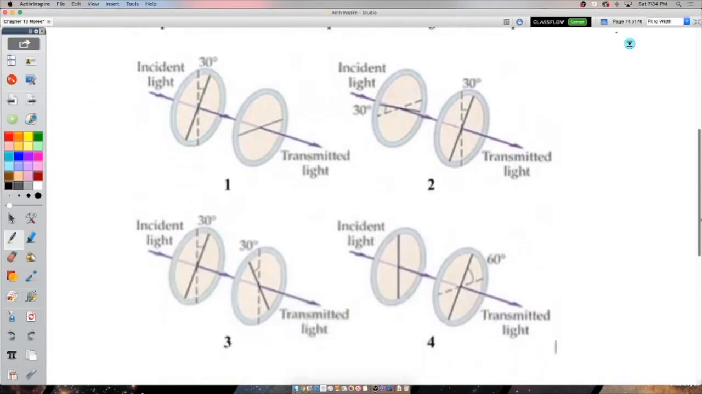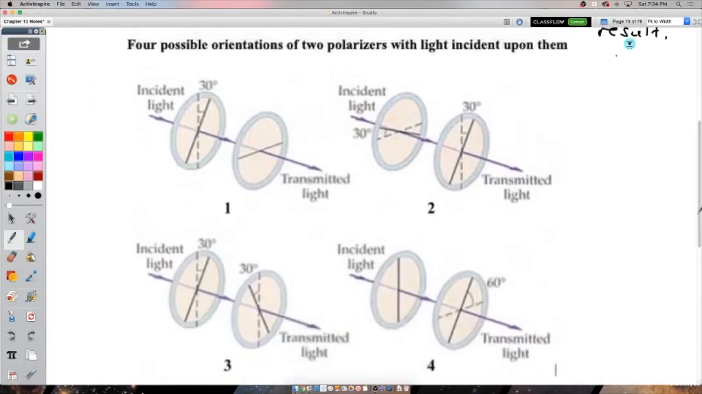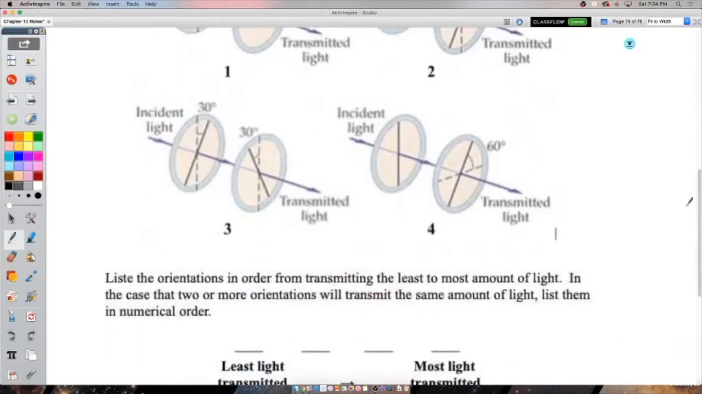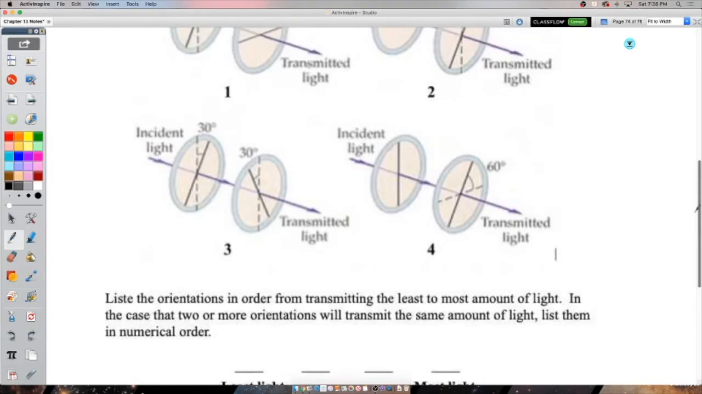Just a couple application questions of this. We have four possible orientations of two polarizers that have light incident upon them. This line here means that's the type of light they will let through. It's asking us to list the orientations in order from the ones that transmit the least to the ones that transmit the most amount of light. Transmit again means let through. In the case that they tie, just list them in numerical order. So let's take a look.